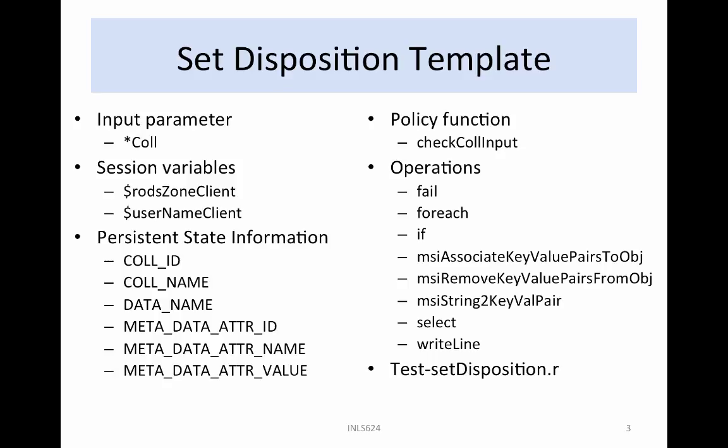A policy function is used, check call input, to verify that the collection exists. The operations that are executed are fail, which forces termination in case of bad input data; foreach, looping over each file in the result list from the query; if, a conditional test on the value of the disposition AVU; MSI associate key-val pairs to object to add metadata to a file; MSI remove key-val pairs from object to remove metadata from a file; MSI string to key-value pair to convert a string to a key-value pair; select to generate the query; and write line to write an output line.